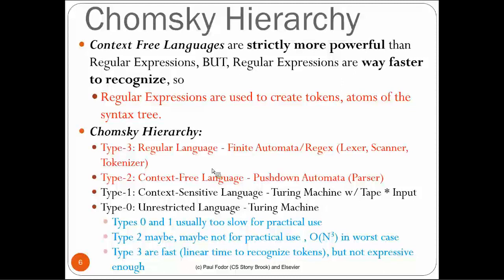In the more general case, the cost of parsing context-free languages is cubic time, and most programming languages don't require that case. Finally, type 3, which are regular expressions, are fast. They require only linear time to recognize tokens, but they are not expressive enough for programming languages.